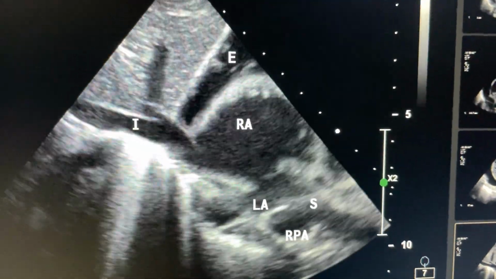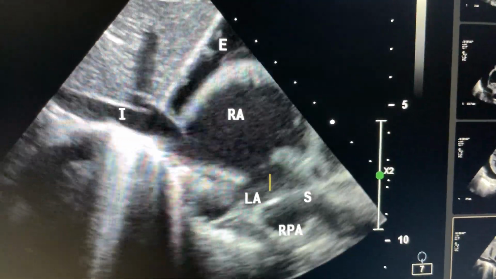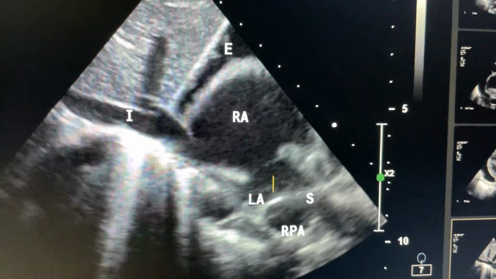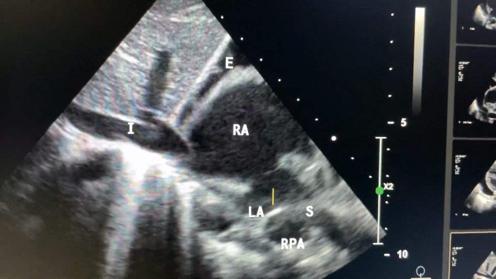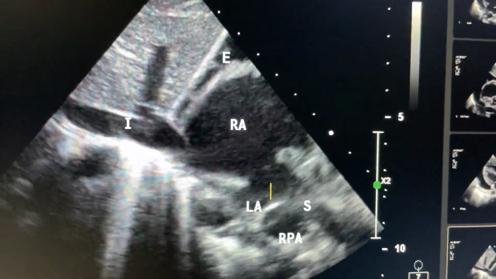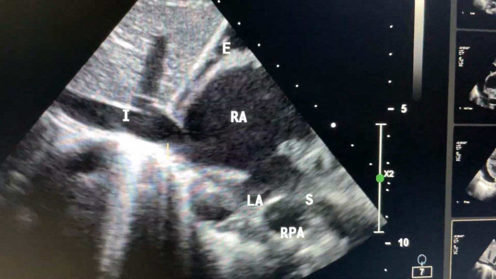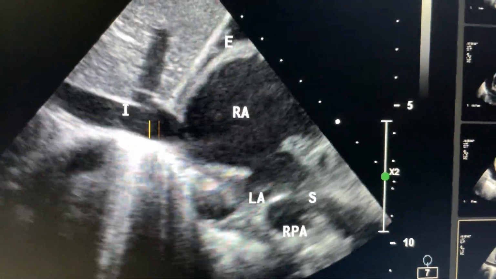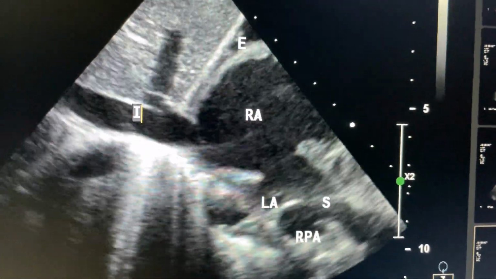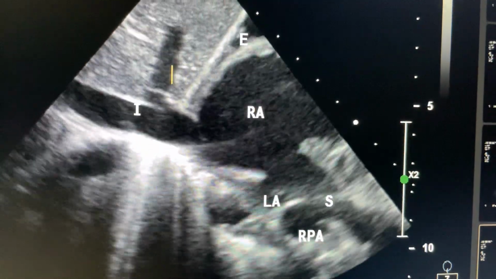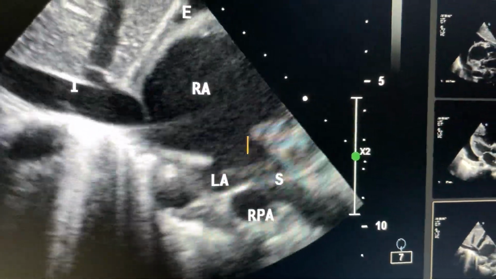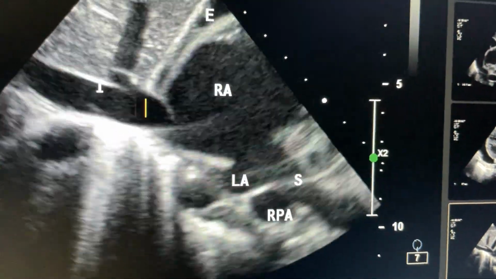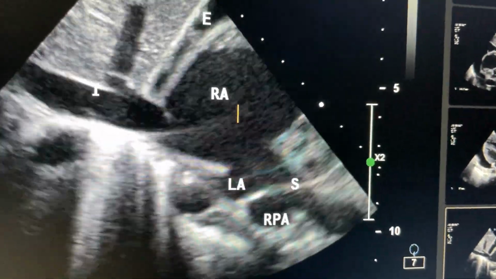This is a case of sinus venosus ASD of SVC type along with moderate pericardial effusion, and the effusion is of exudative nature. In this image you see this is the inferior vena cava. I indicates inferior vena cava. This is the liver, this is the hepatic vein. S is for superior vena cava. Both IVC and SVC are draining into the right atrium.